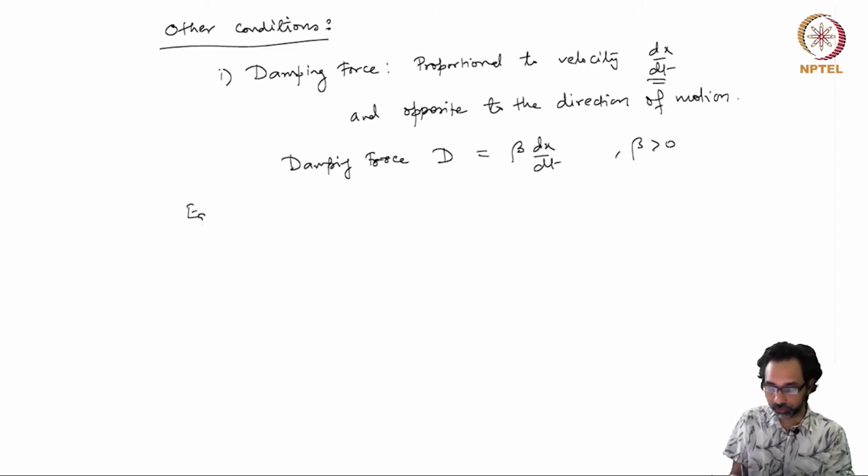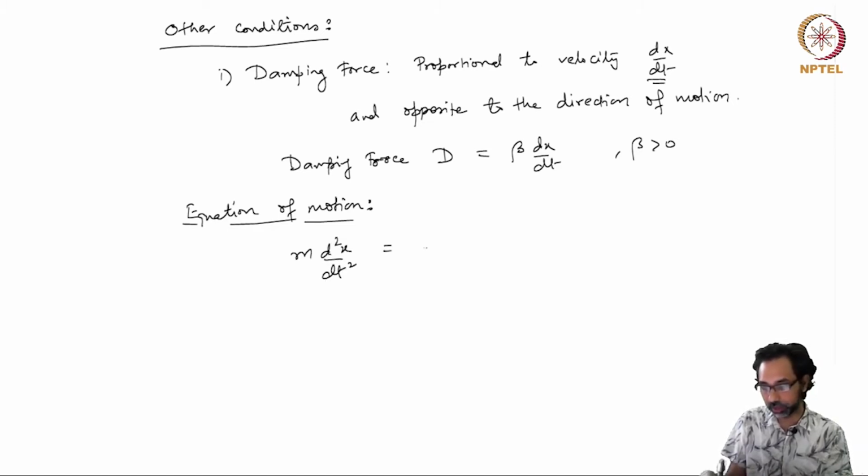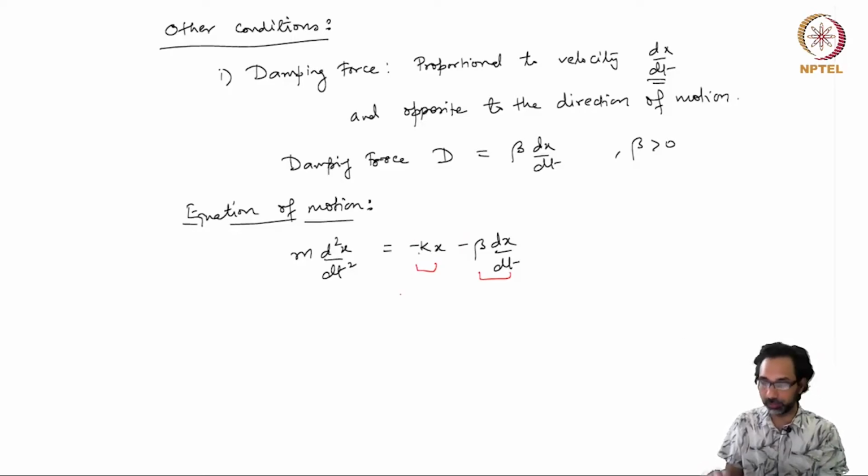So now the equation of motion for a particle attached to a spring is m d2x over dt2 is equal to minus kx minus beta dx over dt, because both these forces, Hooke's force and the damping force, are opposite to the direction of motion, so that's why we have a minus sign in front of both of them.